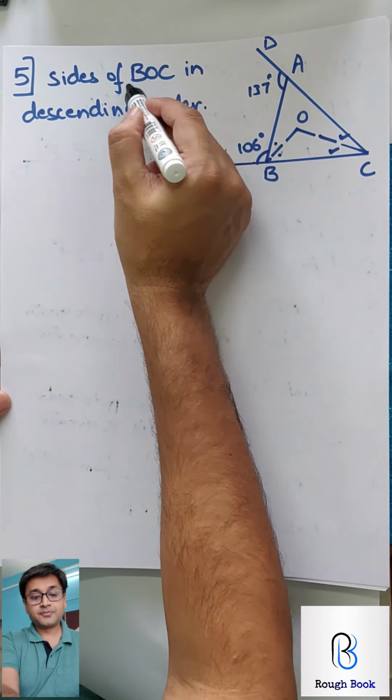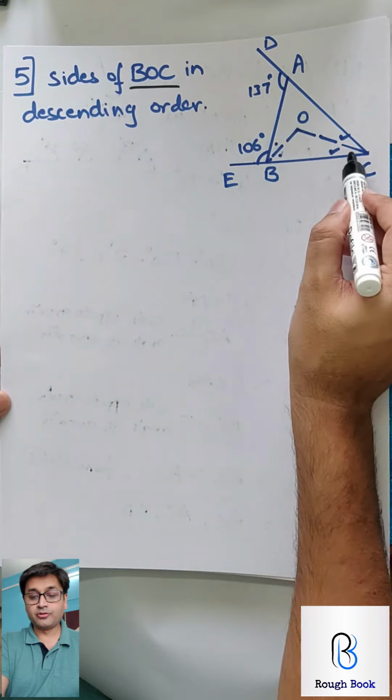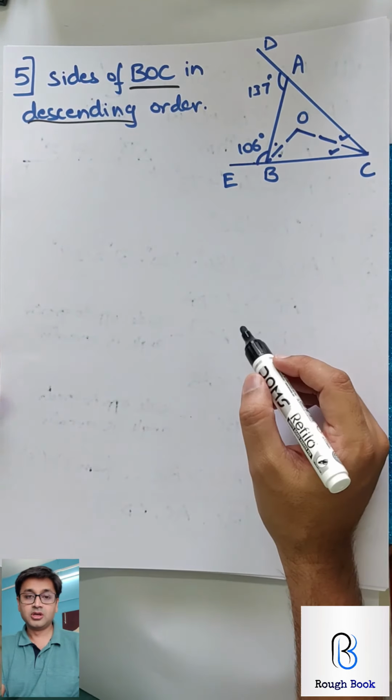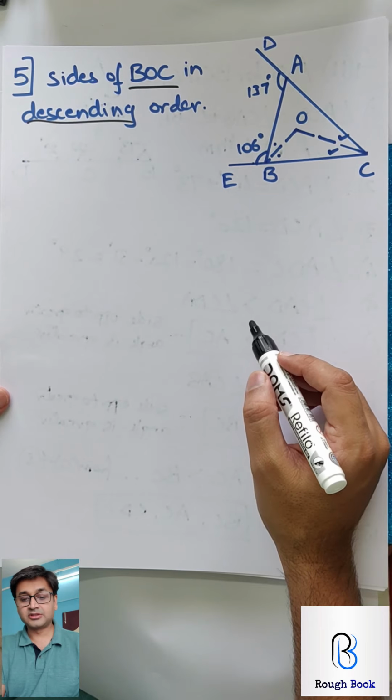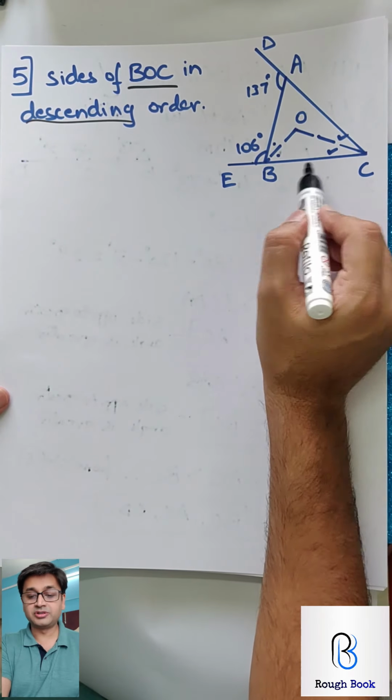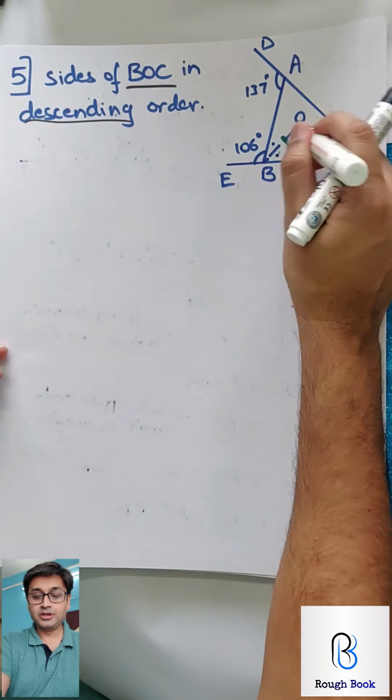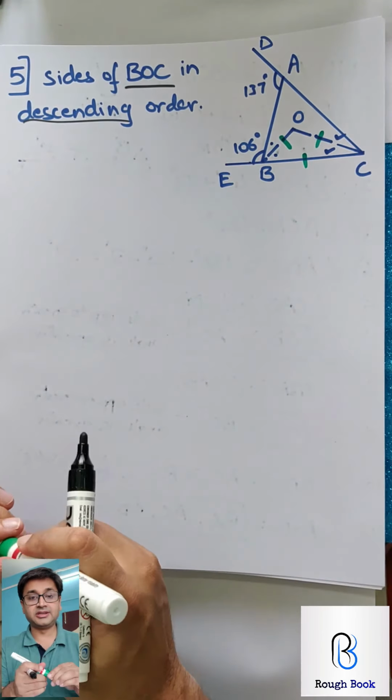Okay, next, fifth sum. They want you to write the sides of triangle BOC in descending order, so the biggest first and the smallest in the end, for BO, OC and BC. These three sides. So let's mark them in green. BO, OC and BC. These three sides.